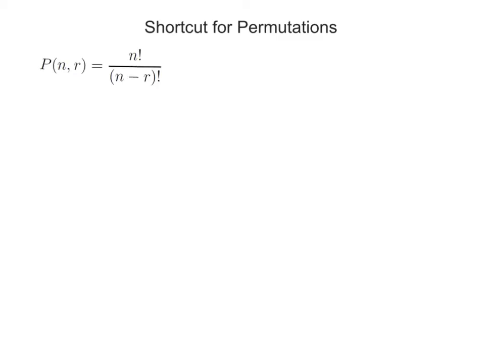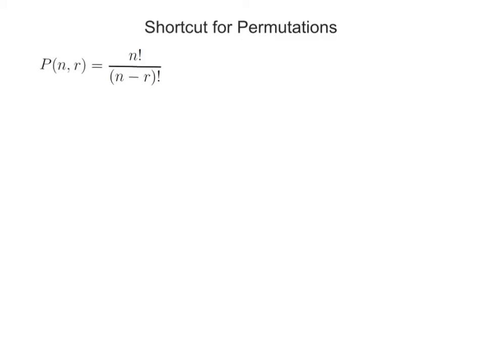So we know the formula for a permutation of n things taken r at a time is n factorial over n minus r factorial. What I want to show you is a shortcut for computing permutations, which you can completely ignore if you choose. Let's just look at one or two examples and we can see how this is working.